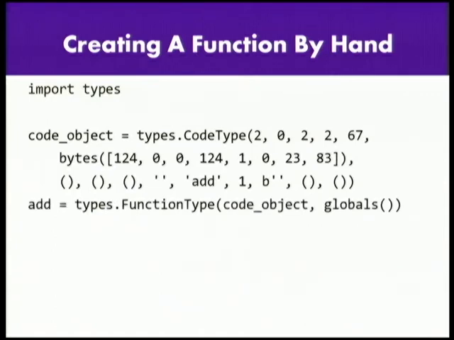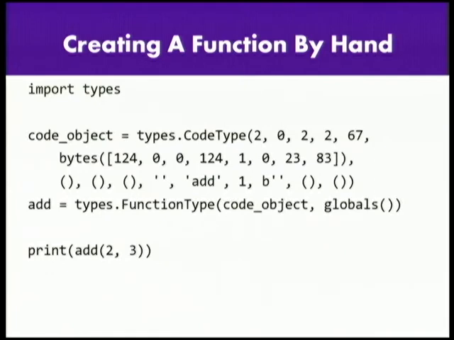We turn that code object into a function object by passing in the code object and the globals dict that we wanted to bind to. And the result is a callable function. This function is very cleverly called add. It takes two parameters, which it adds together using the binary add opcode, and returns the result.